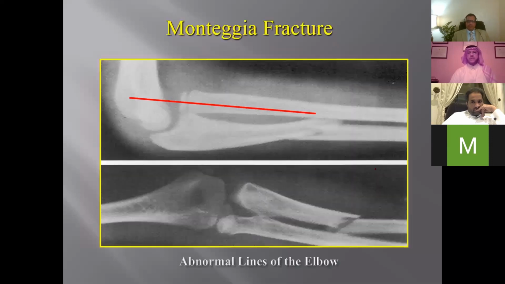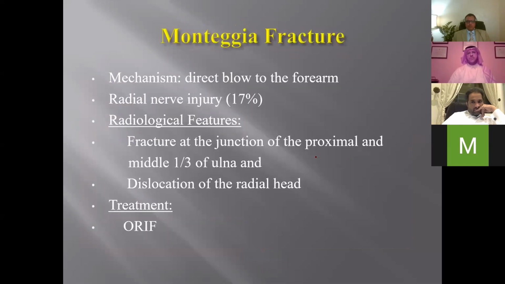So this is what we call a Monteggia fracture. A Monteggia fracture is a proximal fracture of the ulna with disruption of the radiocapitular line, so the head of the radius is dislocated. The mechanism of that fracture is usually a direct blow to the forearm. There is a 17% chance of injury to the radial nerve. And as you know, the treatment for such a case is open reduction and internal fixation.